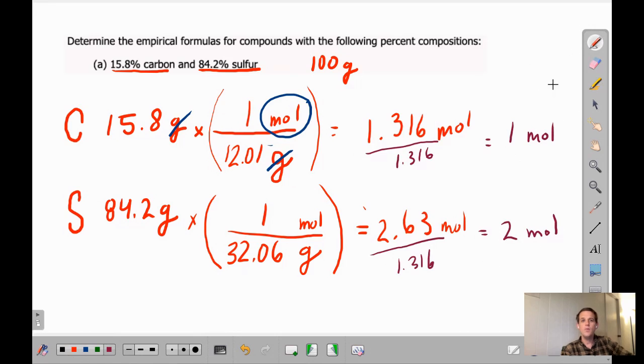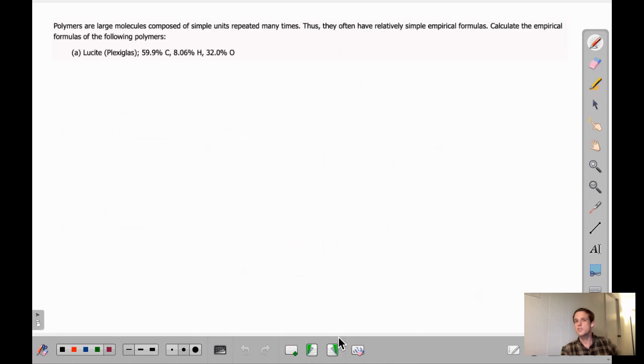Now we have all the information we need to write our empirical formula, because we know that for every 1 mole of carbon, there are 2 moles of sulfur. So that allows us to say that the empirical formula would be CS2. Nice.